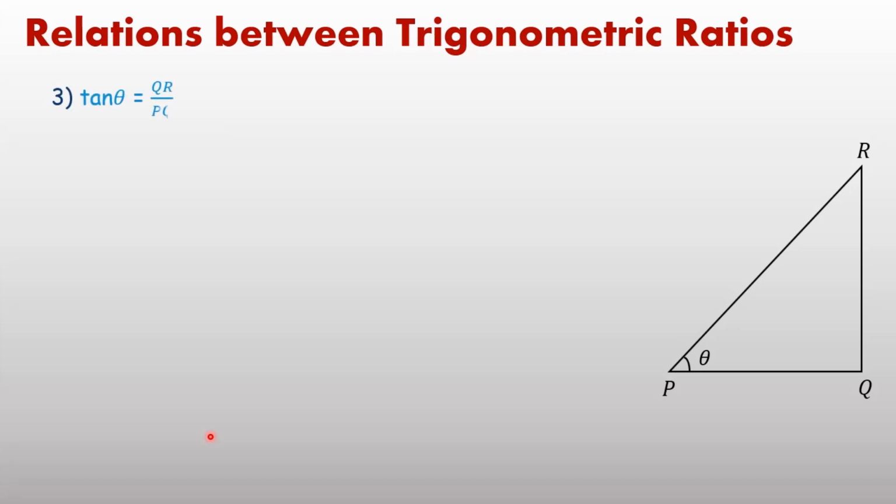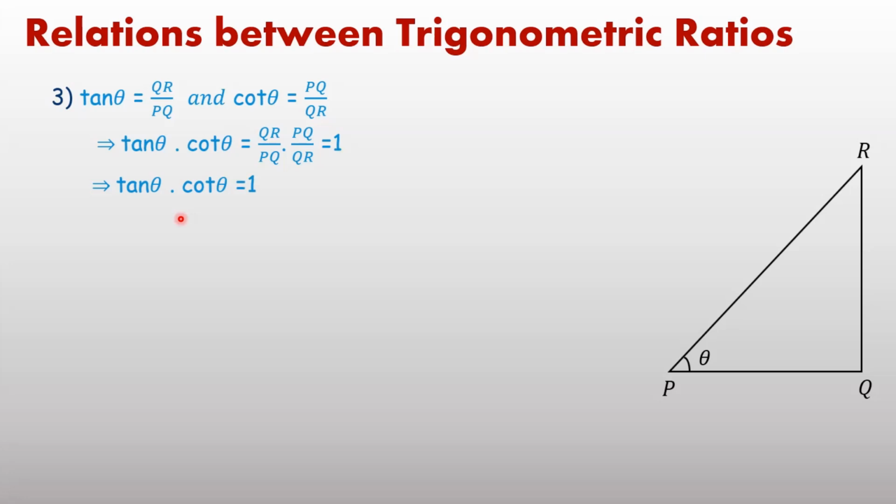Now next, tan theta we can write as QR upon PQ, perpendicular upon base, and cot theta equal to base upon perpendicular. Again product of these two, QR and PQ cancel out, equal to 1. Again we are getting the result that tan theta and cot theta are reciprocal to each other. Means we can write tan theta equal to 1 upon cot theta or cot theta equal to 1 upon tan theta.